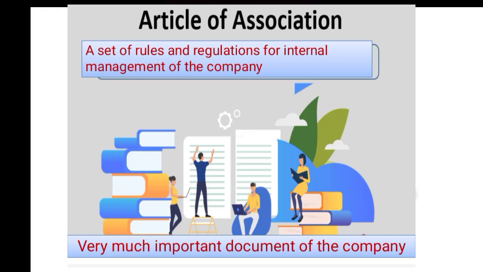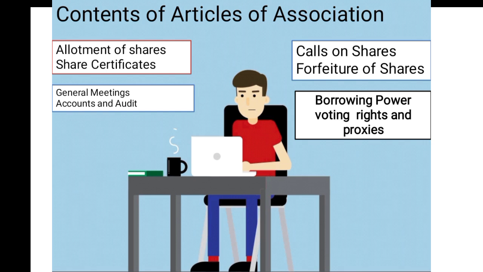A set of rules and regulations for internal management of the company is called the articles of association. A very important document of the company. Let's see what are the contents of the articles of association. There are many contents, but I brought a few for you. First one is allotment of shares and certificates. Second one is general meeting, accounts and audit. Third point will be calls on shares. Fourth point will be forfeiture of shares. Fifth point will be borrowing power, voting rights and proxies.